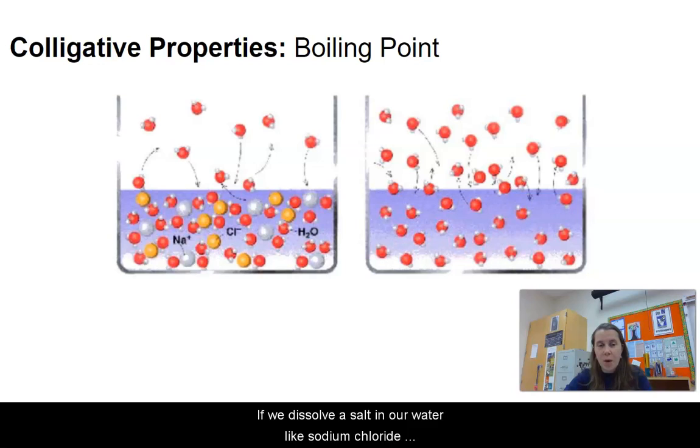All right, if we dissolve a salt in our water, like sodium chloride, which has Na plus ions and Cl minus ions, then you can get ion dipole interactions with the water. So you can see that the sodium ion here is interacting with the negative end of the waters, with the oxygens, and the chlorides are going to be attracted to the positive ends of the water where the hydrogens are.